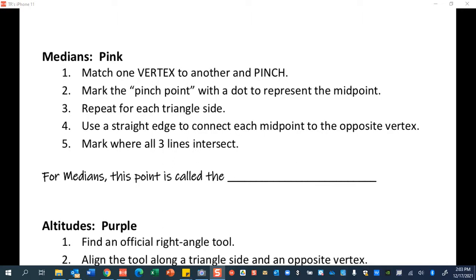Medians. We're back to pinching, my friends. You're going to match one vertex to another and pinch. You're going to mark the pinch point with a dot to represent the midpoint. And you're going to repeat this for each triangle side. Then you're going to use a straight edge to connect each midpoint to the opposite vertex.